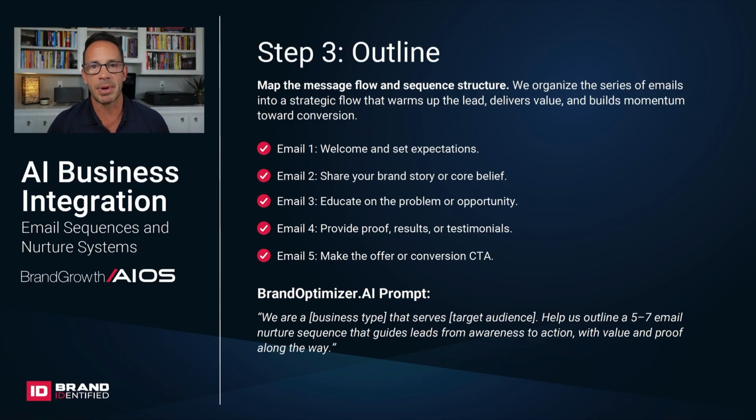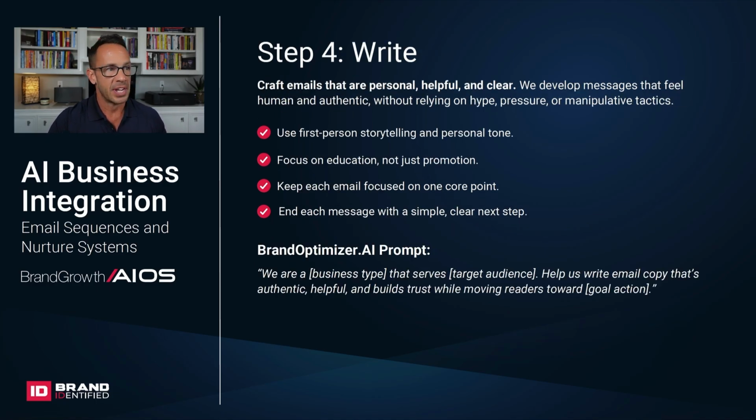And then just like in step number 2, I've also given you a BrandOptimizer.ai prompt to help you out with this step. Step number 4 is to write. Craft emails that are personal, helpful, and clear. We develop messages that feel human and authentic without relying on hype, pressure, or manipulative tactics. So use first-person storytelling and personal tone. Focus on education, not just promotion. Keep each email focused on one core point, and then end each message with a simple, clear next step or call to action. And then I've given you another BrandOptimizer.ai prompt to help you out with step number 4.